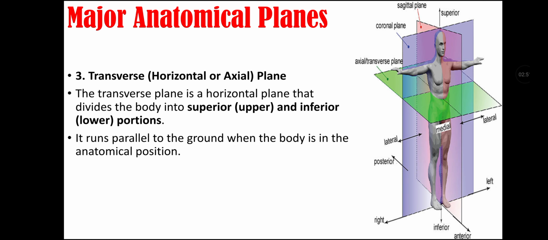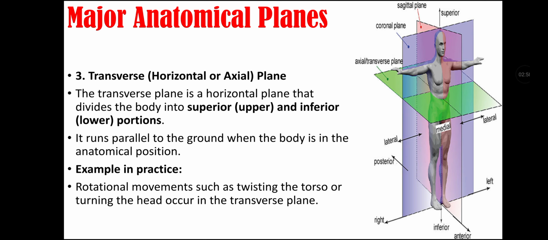It runs parallel to the ground when the body is in anatomical position. Examples in practice of this plane are rotational movements such as twisting the torso or turning the head that occur in transverse plane. If you see the diagram, the green colored plane is transverse or axial plane.